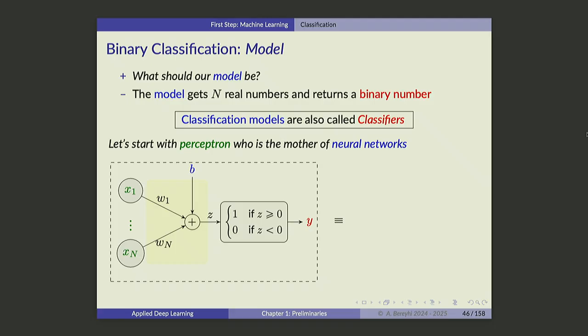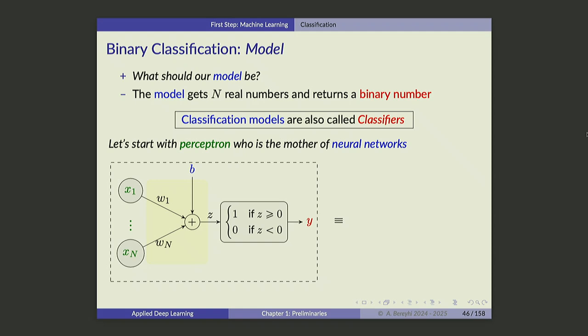Now, I have this real number. This cannot be the output of my model because this is not the label that I want. The label that I want should be either 0 or 1, right? So what I'm going to do, I'm going to look at this z, and I decide whether I want to have 1 or 0 based on its sign, right? So if it is non-negative, I'm going to put 1. If it is negative, I'm going to put 0, right?